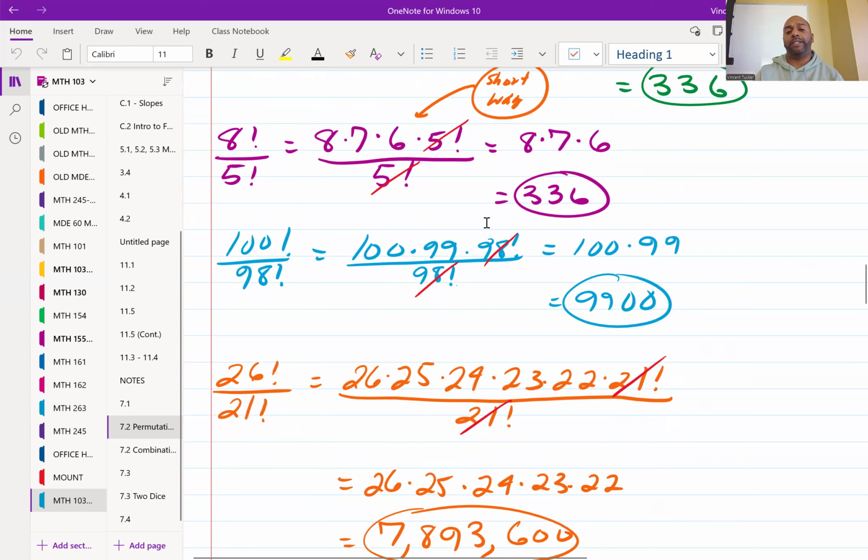Notice all we do is count down to 98, and then 98 factorial, 98 all the way down to 1, will cancel out with the top and bottom, leaving you with just 100 times 99, and that'll be 9,900. And then 26 factorial over 21 factorial. I would just count down from 26 to 21. The 21 factorials will cancel, leaving me with 26, 25, 24, 23, and 22. Multiply those together. That'll be 7,893,600.